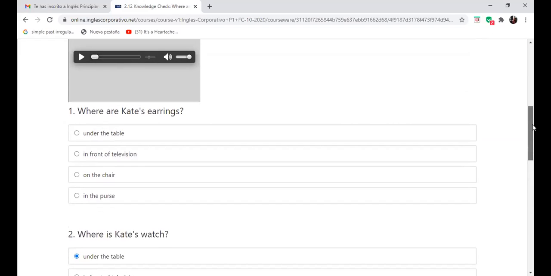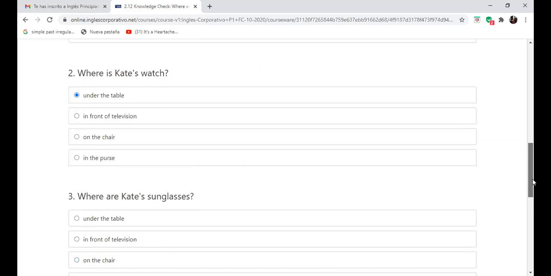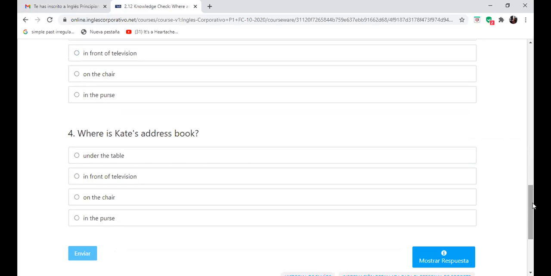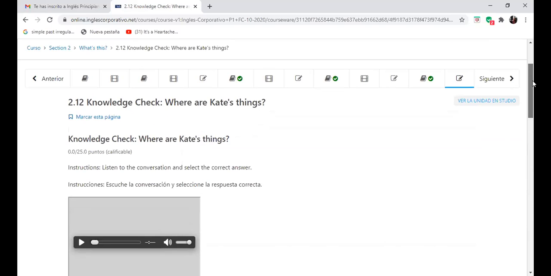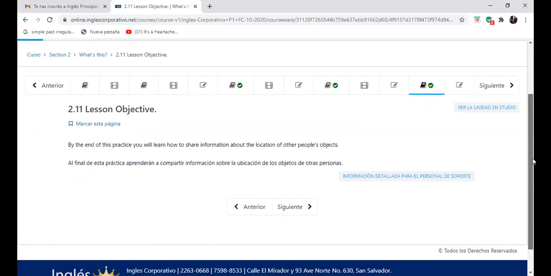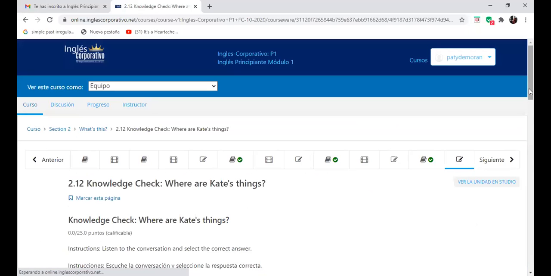So you need to look for Kate's earrings, los aritos de Kate, ¿verdad? Kate's watch, el reloj de Kate. Ya dijimos que watch is the one on your hand. El watch es el que está en su mano, in your arm, en su brazo. And the other one is from the wall. Y el clock es el que va en la pared. Okay, Kate's sunglasses, Kate's address book, and that's it. Y eso es el próximo ejercicio que tendríamos que llenar en the 2.12 and the 2.11 is the instructions.